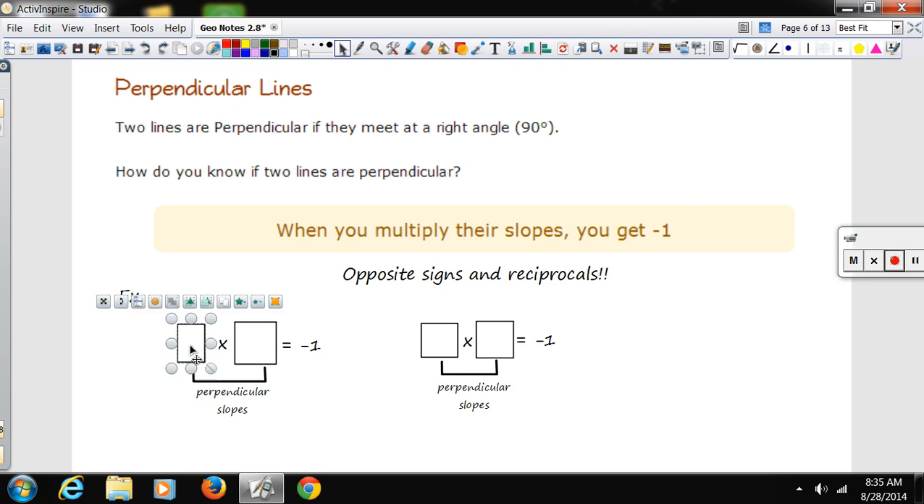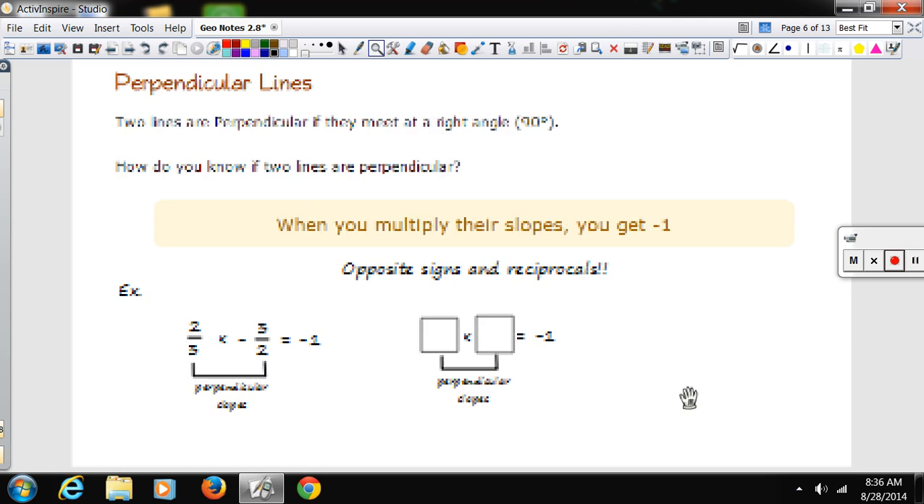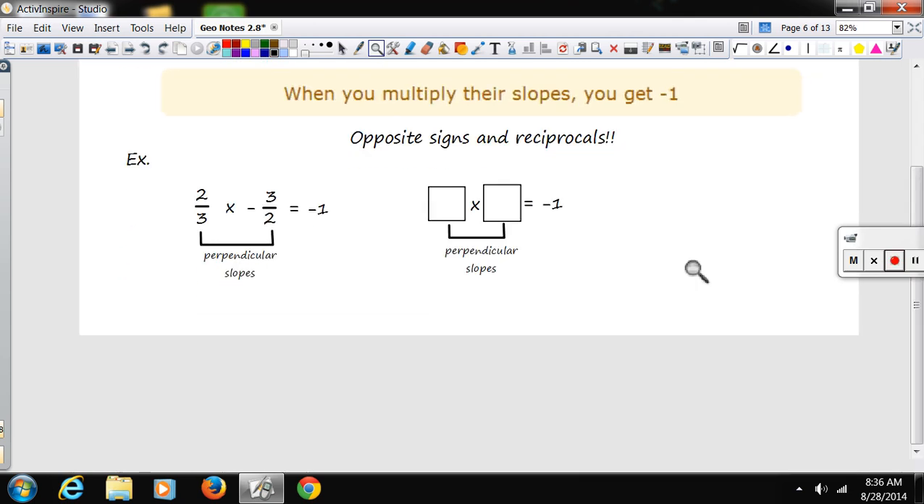So if you had these two, 2/3 and -3/2, you would have perpendicular slopes, because if you multiplied those two together, you would get a -1. If you took the 2/3 and multiplied it by -3/2, these 2's would cancel, these 3's would cancel, and a positive times a negative would give you the -1.